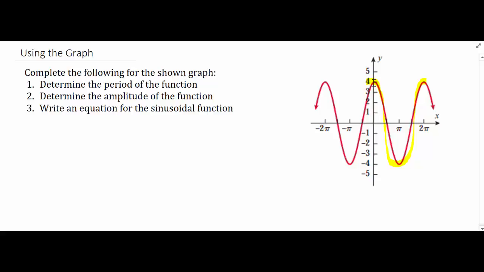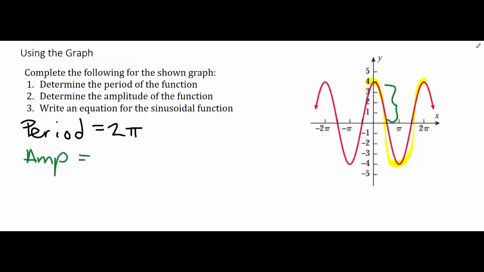So now we need to determine, well, what's the period? Well, if this is the cosine graph, it makes one full oscillation between 0 and 2 pi. So we know that the period is 2 pi. The amplitude, the height of this cosine graph, is 4 units. So now we know the amplitude is 4.